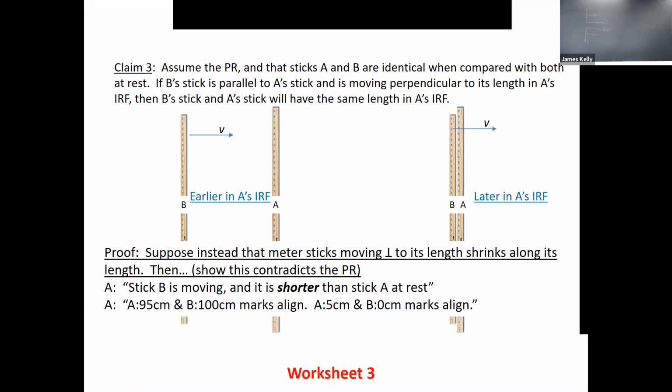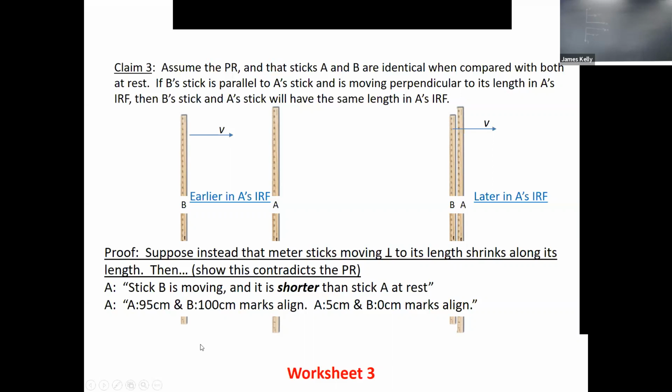Different things happen in different IRFs, like two cars collide in one IRF, but they miss each other in another IRF. And those people who observe those could come back together and compare notes and say, well, either one happened or the other. Let's look at the wreckage and see which one happened. So if that isn't true, we've got serious logical consistency problems with our theory. So we're going to assume that that's always true.